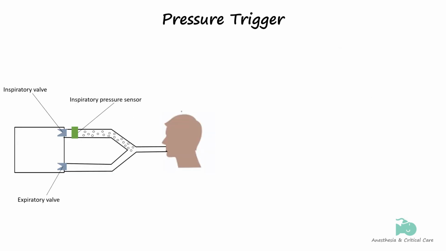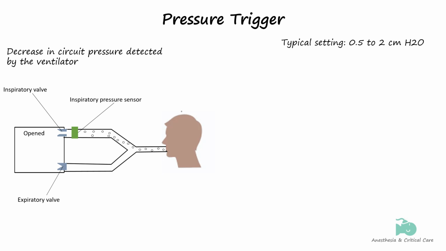Just like flow trigger, pressure triggering describes a method whereby a decrease in circuit pressure is detected by the ventilator pressure sensors and interpreted as patient effort. When the patient inhales against a closed inspiratory valve, it produces a pressure drop, and in response, the ventilator delivers a mechanical breath by opening the inspiratory valve. A typical setting for a pressure trigger is 0.5 to 2 centimeters of water.